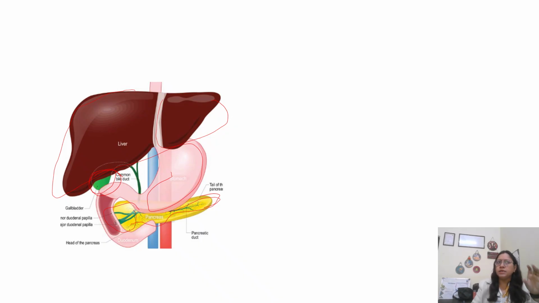It's basically a small, pear-shaped organ. In an adult it is usually 7 to 10 centimeters long. The important function of the gallbladder is that it stores and concentrates bile, and when it is distended it can hold up to 50 ml of bile. So this is the normal anatomy I wanted to discuss.